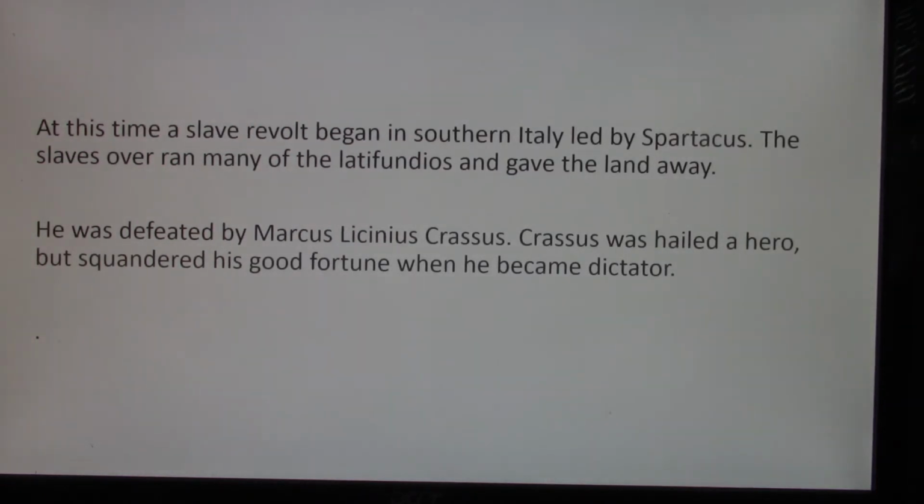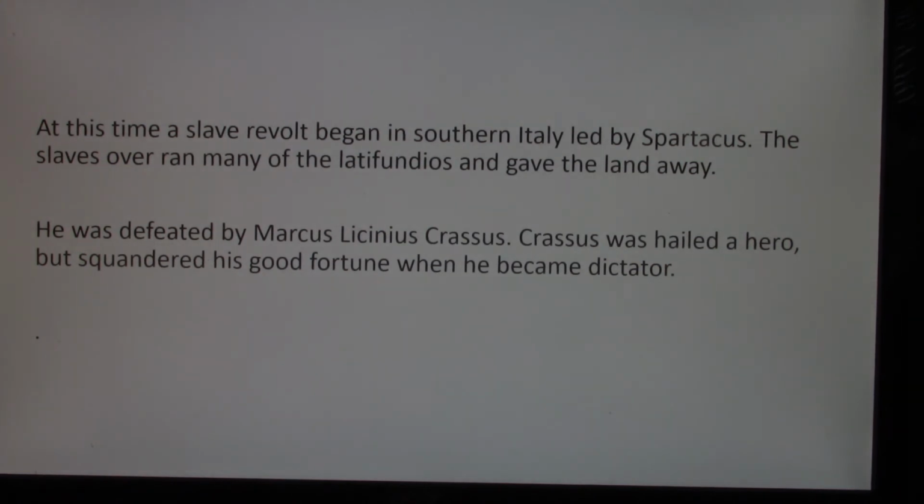Now, it is during this new revolt that we see a gladiator by the name of Spartacus. He is going to inspire a great number of slaves, and they will run away from their masters, and they will create an army. Now, this army is going to attack the various latifundias. Each time, Spartacus seems to get closer and closer to Rome.